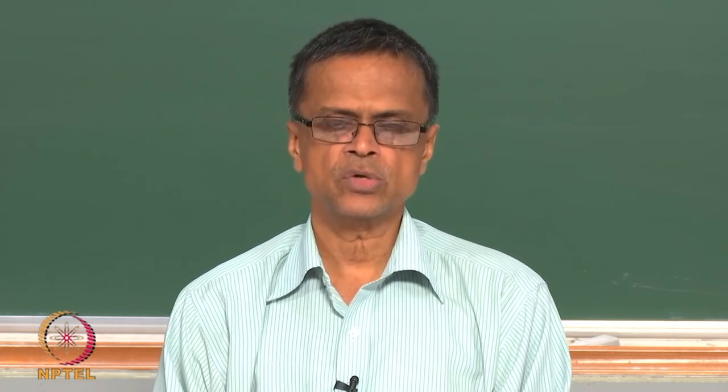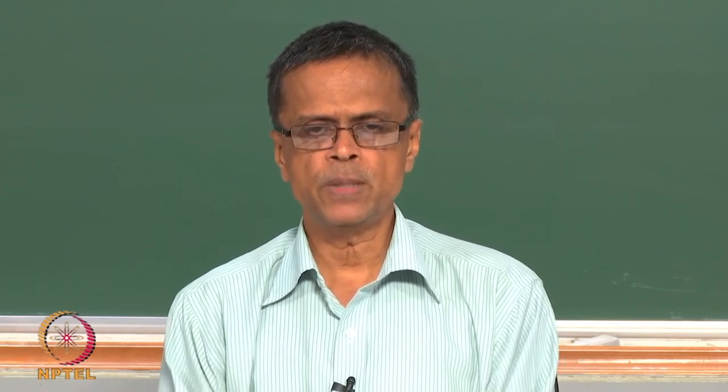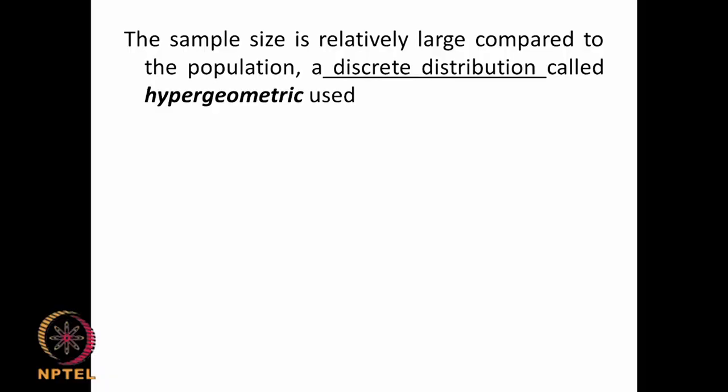We take 10 students from a university and measure their heights. Okay, so the population is huge. Whereas in a hypergeometric distribution, the sample size is considerable relative to the population size. So it's not really very, very small. That means the population is not very, very large. So the sample and population are not very far apart. Then that sort of distribution is called the hypergeometric distribution.